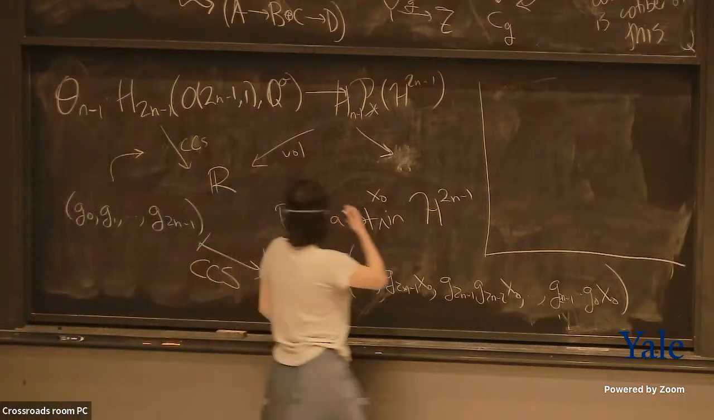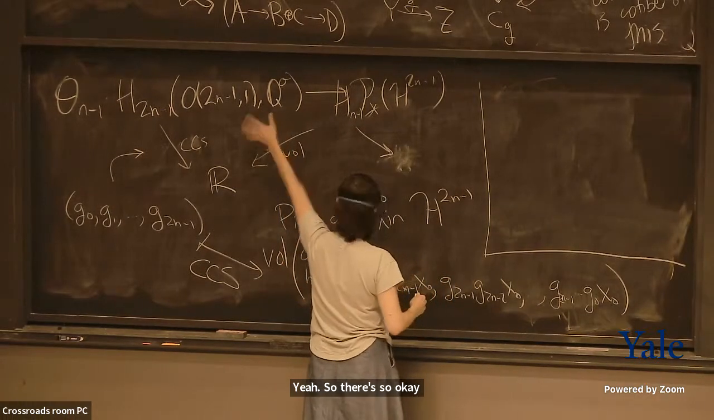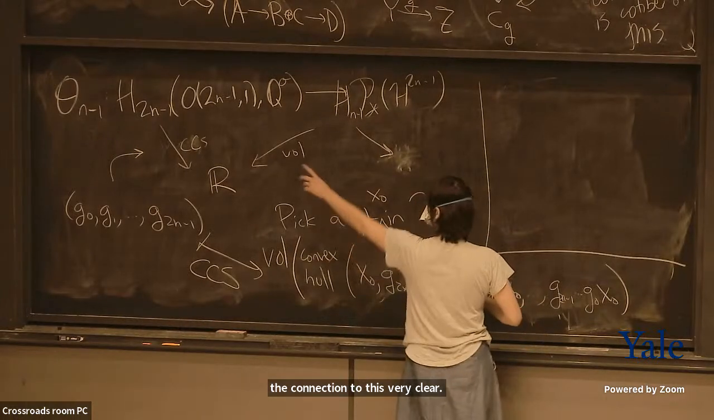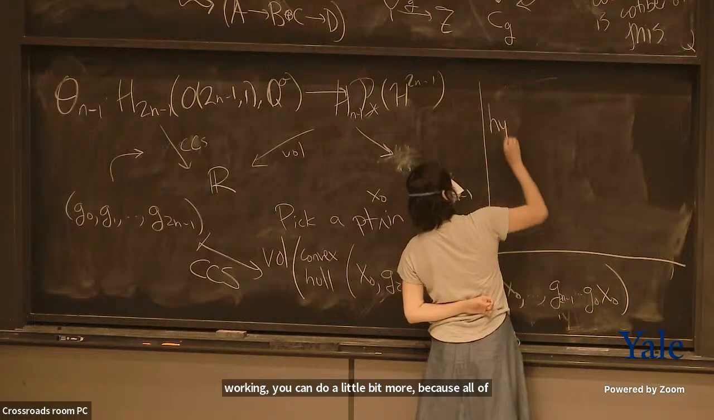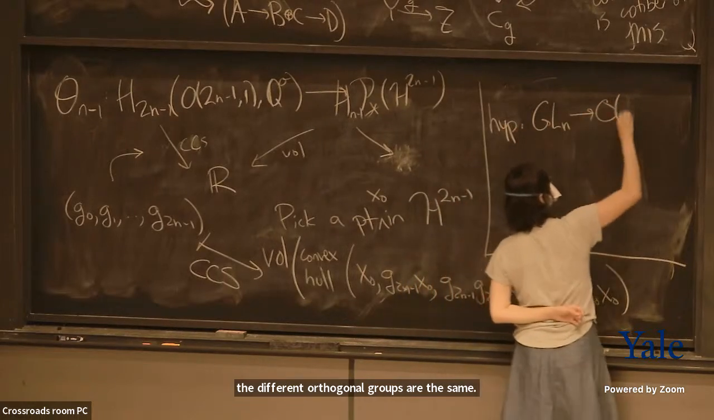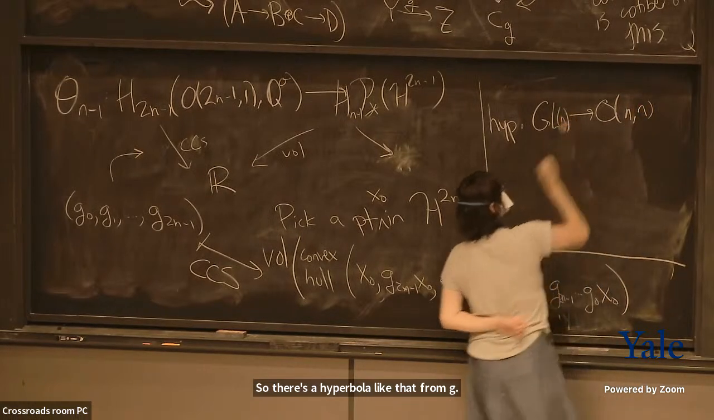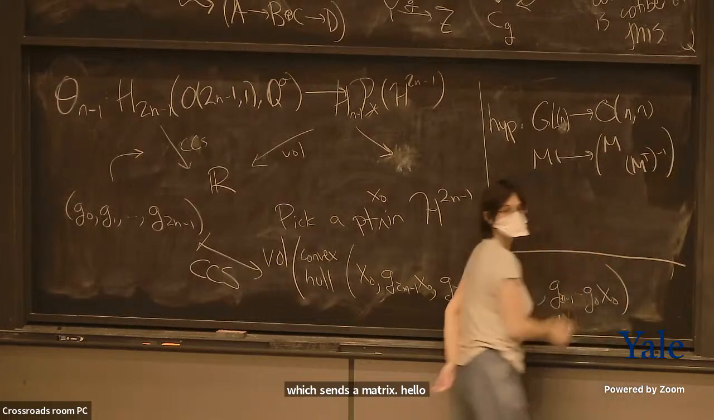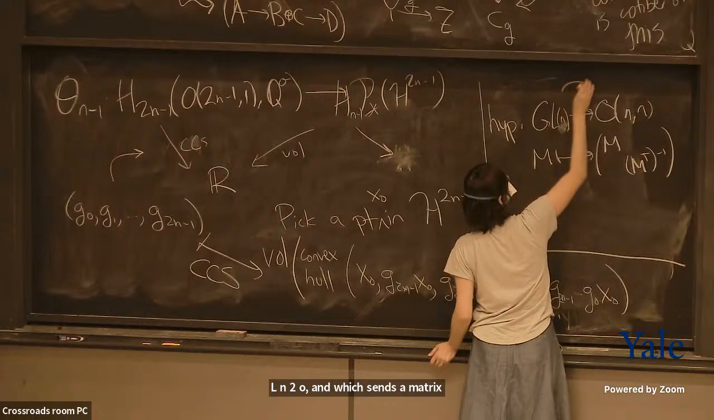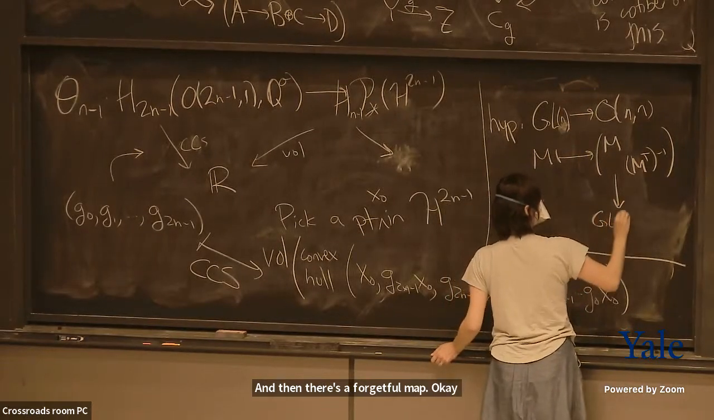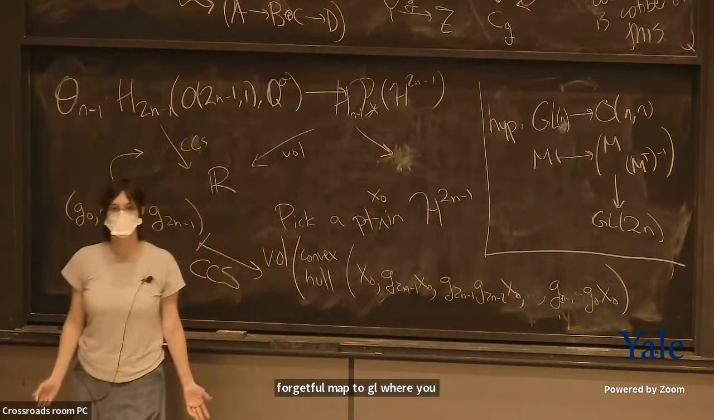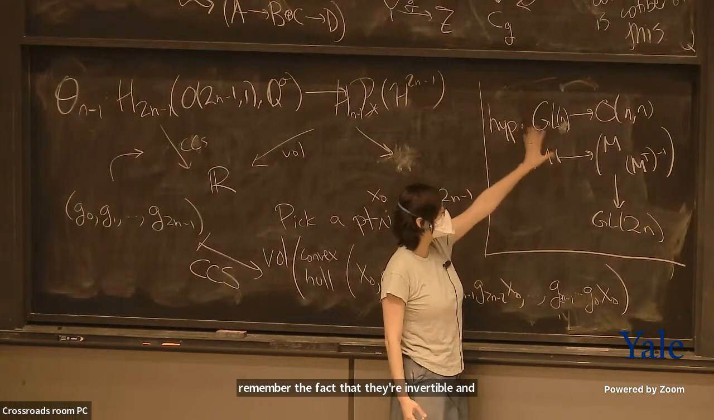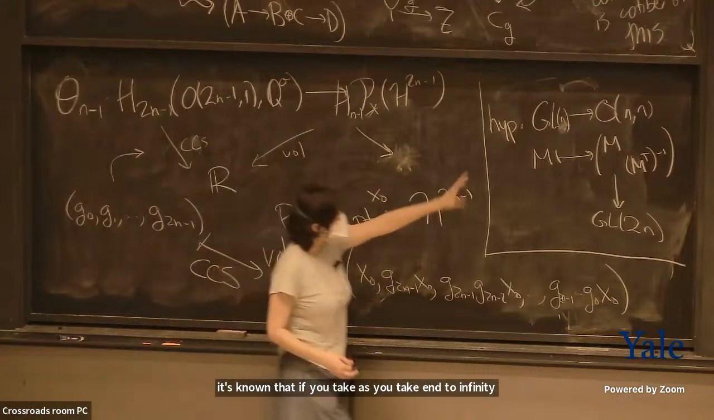So I've been working with real stuff because I wanted to make the connection very clear. If you work over the complex numbers, the way Sasha was working, you can do a little bit more because all of the different orthogonal groups are the same. So there's a hyperbolic map from GL_N to O_{N,N}, which sends a matrix M to the block diagonal matrix containing M and M transpose inverse. And there's also a forgetful map to GL_{2N}, where you just forget that you were looking at orthogonal things and just remember that they're invertible. And it's known that as you take N to infinity, the fibers of these maps are the same up to a shift. So these are very closely related things.